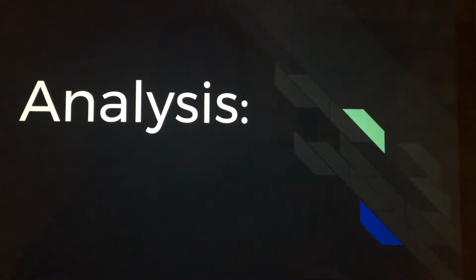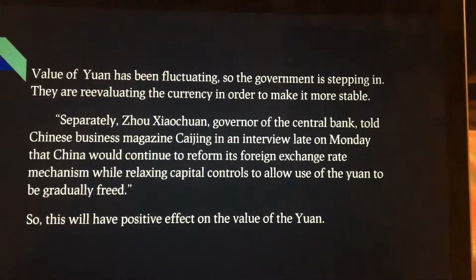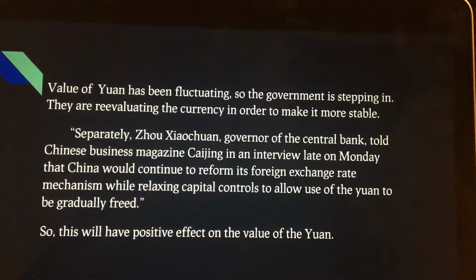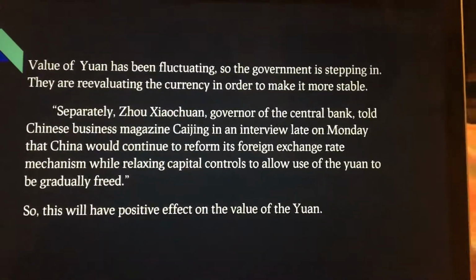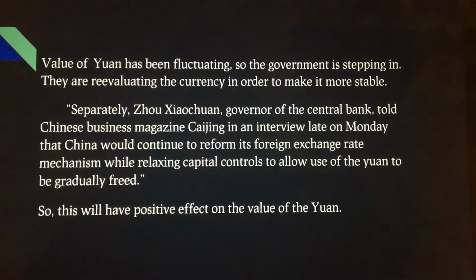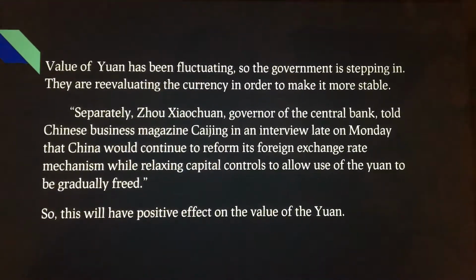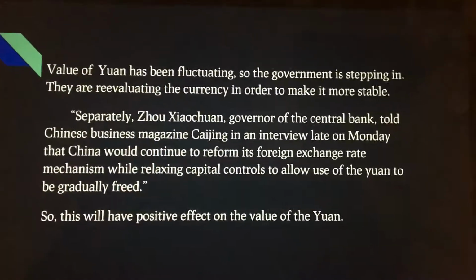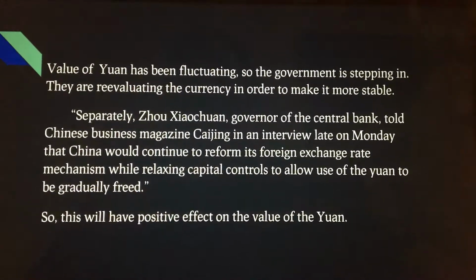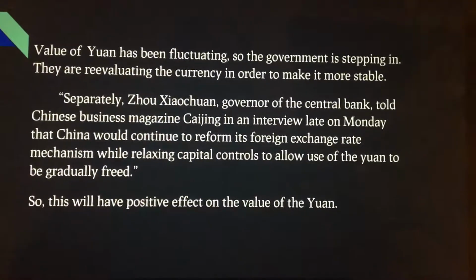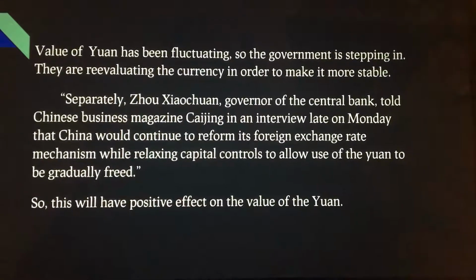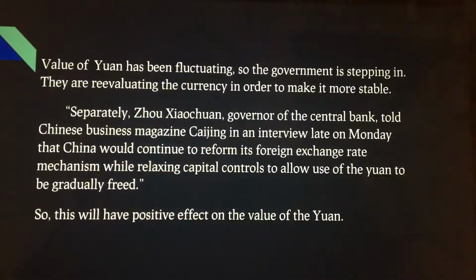So now we're going to analyze the article further. The value of yuan has been fluctuating and the government is stepping in. They're reevaluating the currency in order to make it more stable. Here's a quote from the article: "Separately, the governor of the central bank told Chinese business magazine Caixin in an interview late on Monday that China would continue to reform its foreign exchange rate mechanism while relaxing capital controls to allow use of the yuan to be gradually freed." So this will have a positive effect on the value of the yuan.